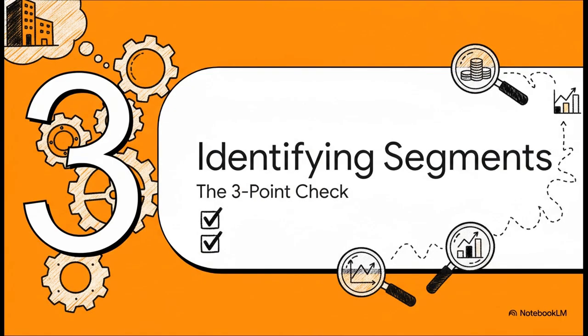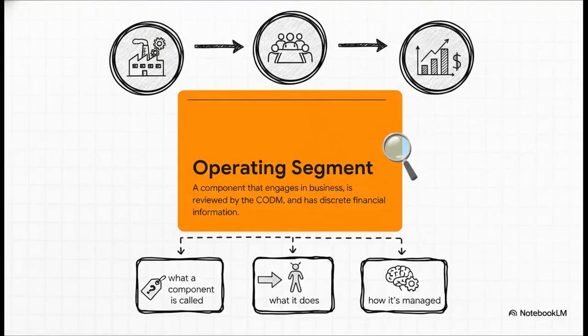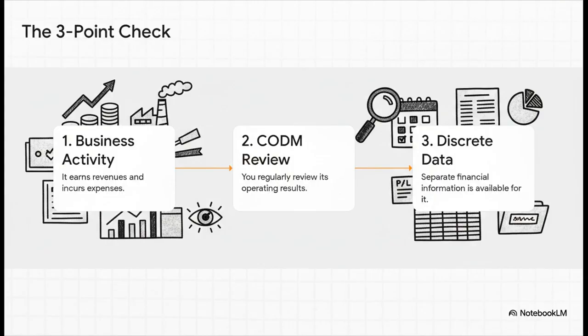Okay, let's get down to brass tacks. How do we actually translate that internal view of yours into official reportable operating segments? Well, it's not random. There's a formal three-point check, and every single potential segment has to pass it. So here's the official definition right from the accounting standard, AASB 8. It says an operating segment is a component that does three things. And what's really important to get here is that it's not about what a department is called. It's all about what it does and, crucially, how it's managed. Let's break that down into three simple checks.